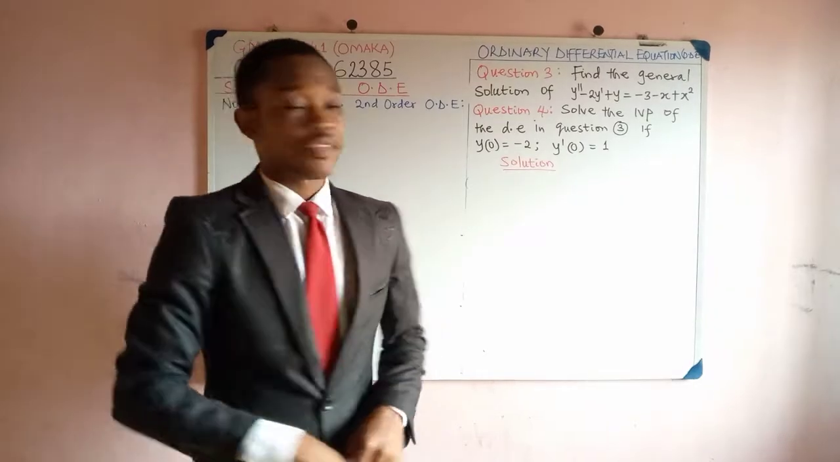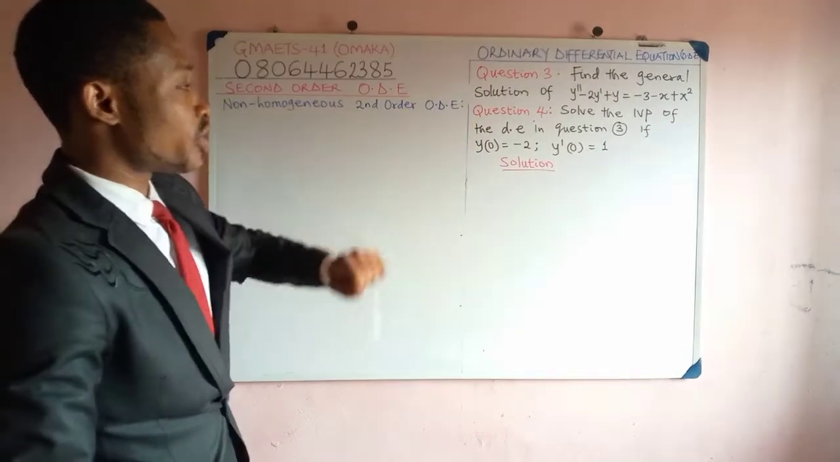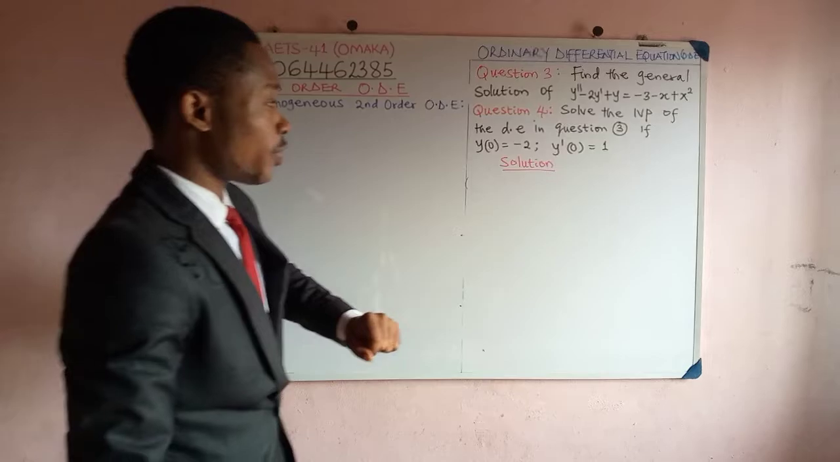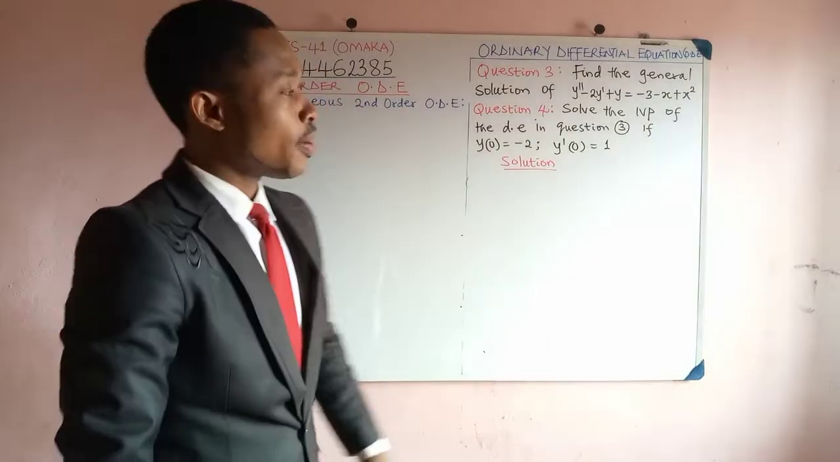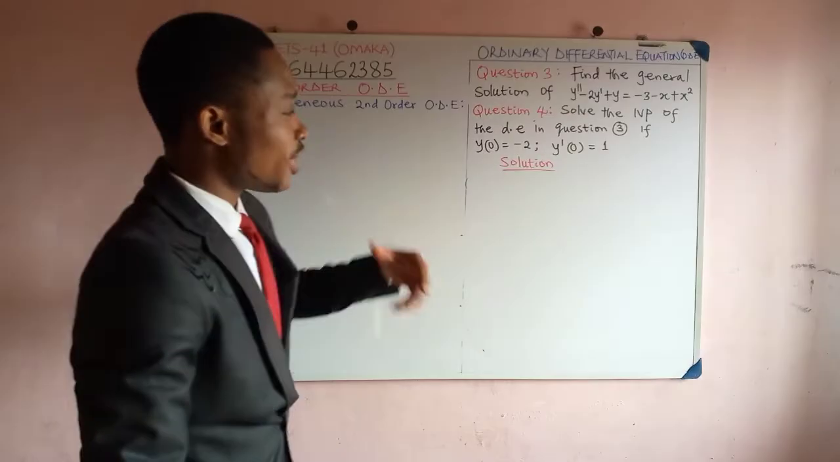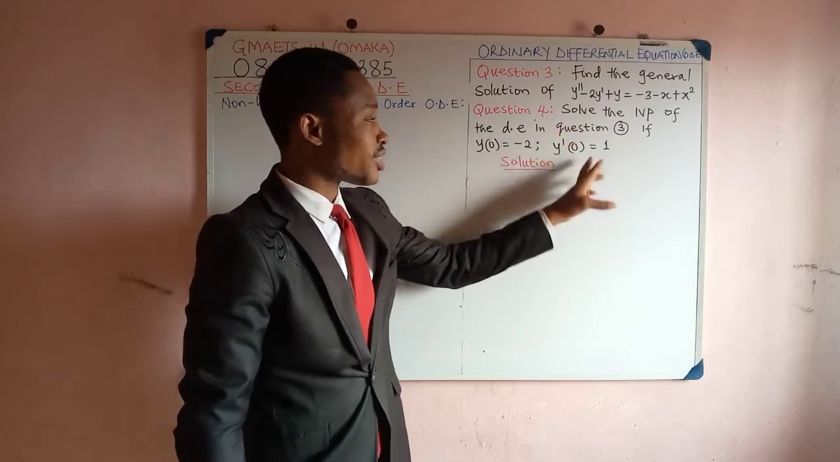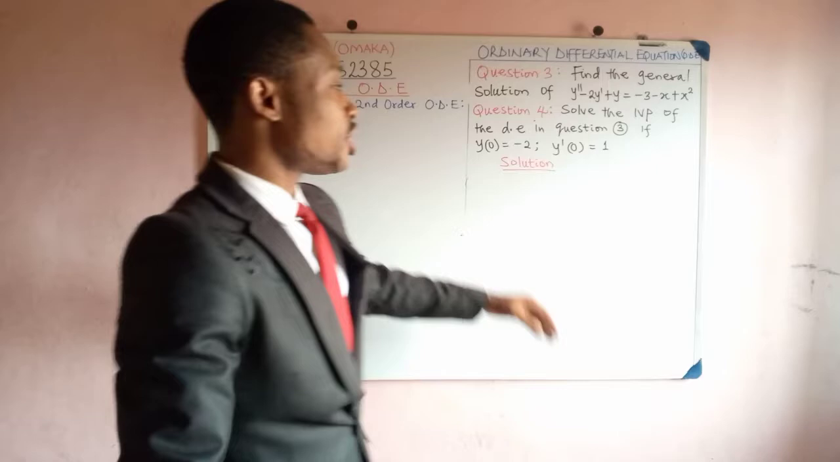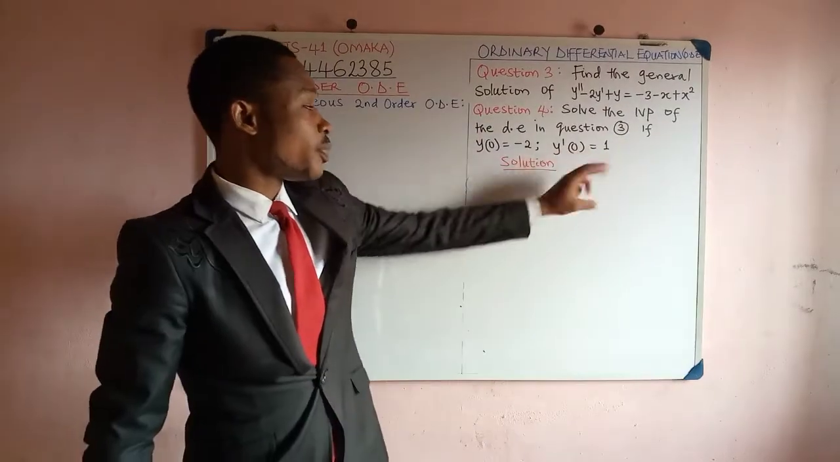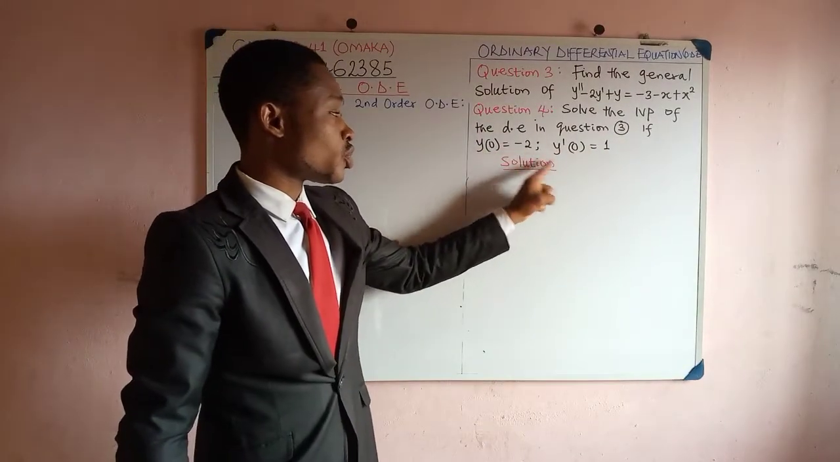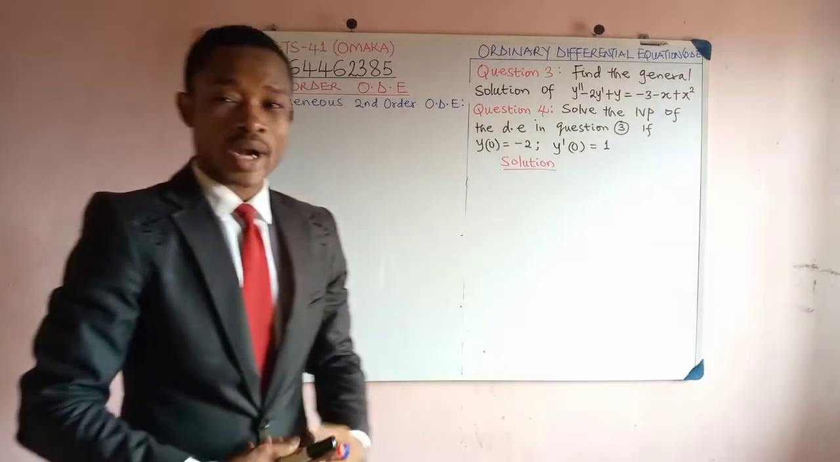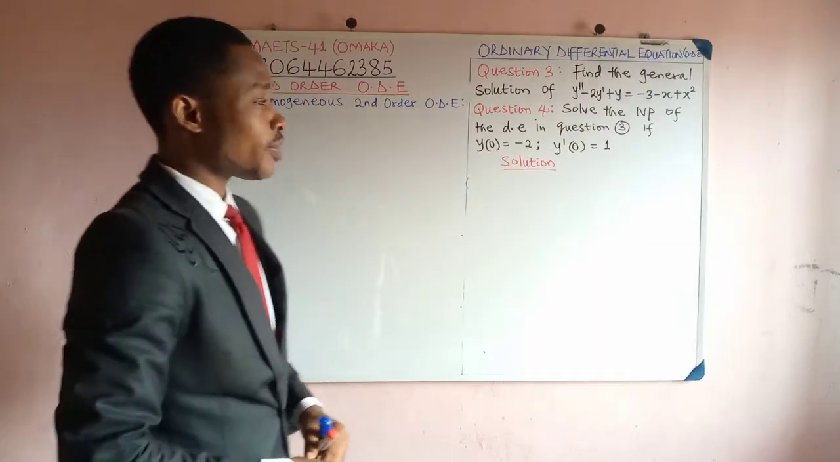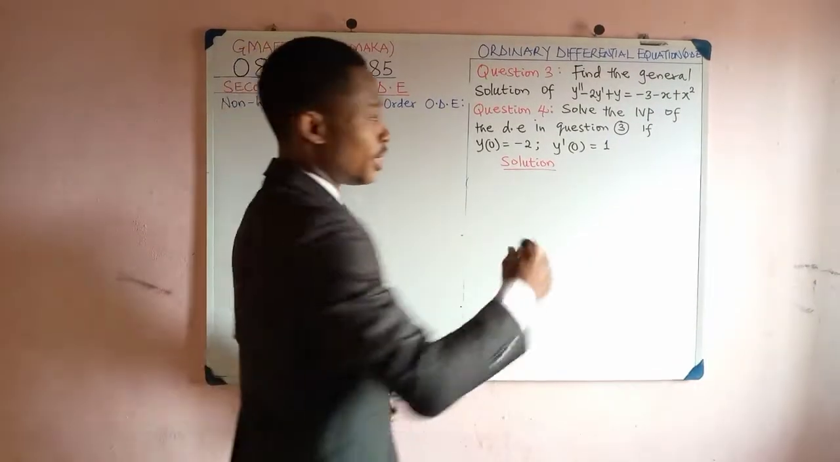In this video, we have this question. We have to find the general solution of y'' - 2y' + y = -3 - x + x². And then, in the fourth part of the question, we are to solve the IVP of the differential equation in question 3 on the condition that y(0) = -2 and y'(0) = 1. I'm going to solve this problem as fast as can be.